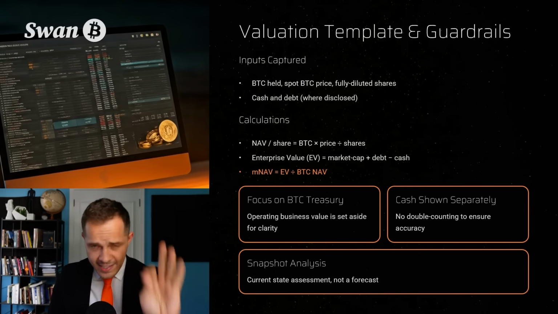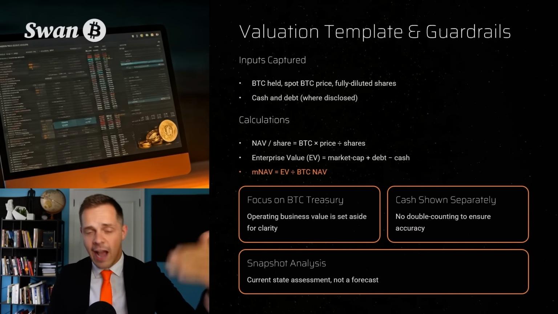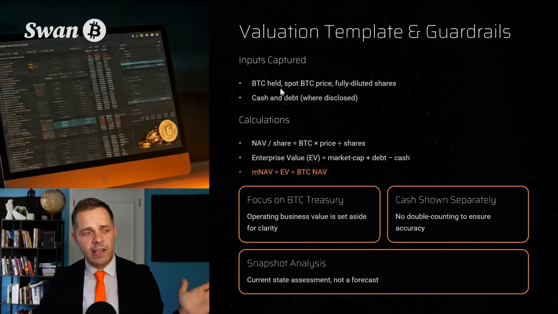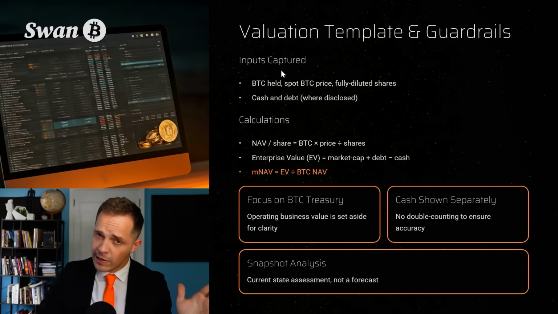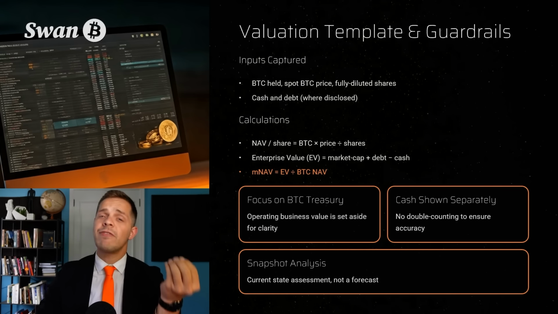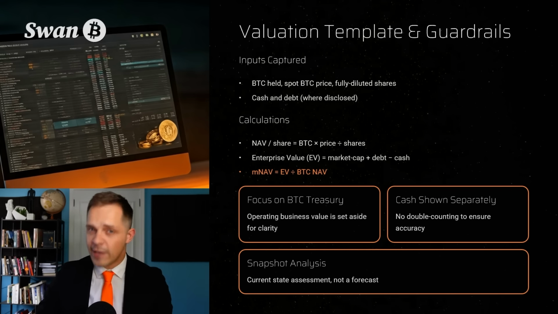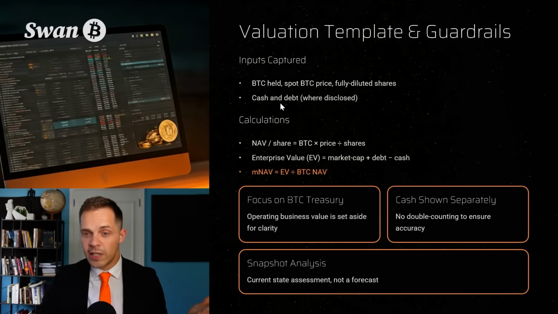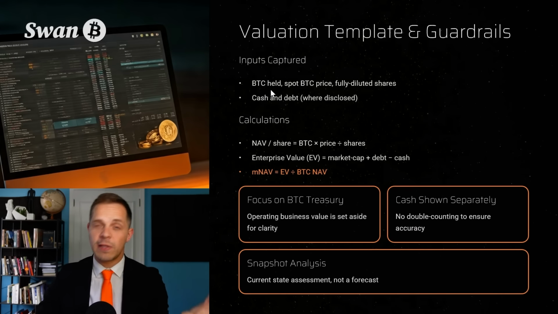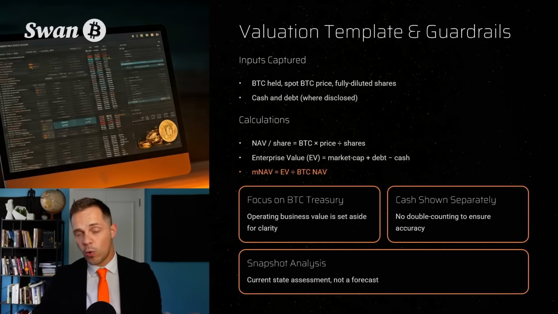The goal is consistency, so every line item uses the same ruler. Step 1, you gotta gather the inputs, and thankfully a lot of these Bitcoin treasury companies have these readily accessible on their dashboards. You need 6 numbers only. You need the Bitcoin held straight from a latest filing, the treasury dashboard, or an on-chain address.